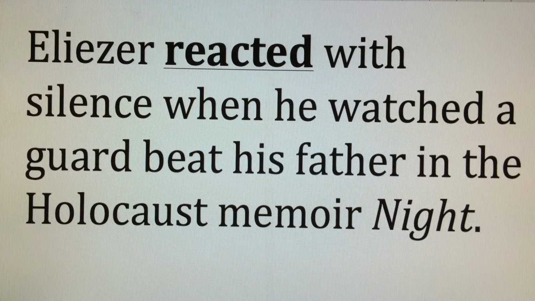Hello, this is Maestro X, and I'm going to go over the Level 2 Academic Word of the Day, react, for Week 3, Quarter 4. Let's take a look at your flashcard.